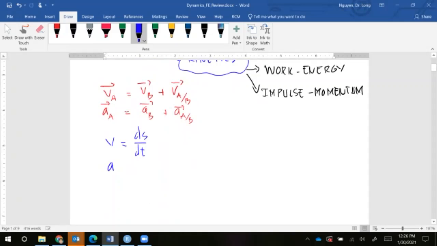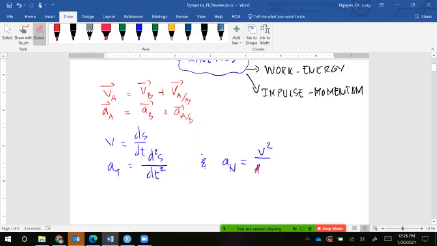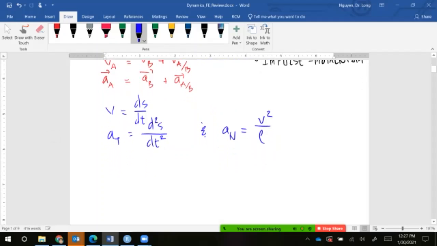So we have acceleration in tangential component, at, which will be a second derivative with regard to time. And then in terms of the normal component, an, for curvilinear motion, it will be v squared over rho, where rho stands for radius of curvature. Radius of curvature.